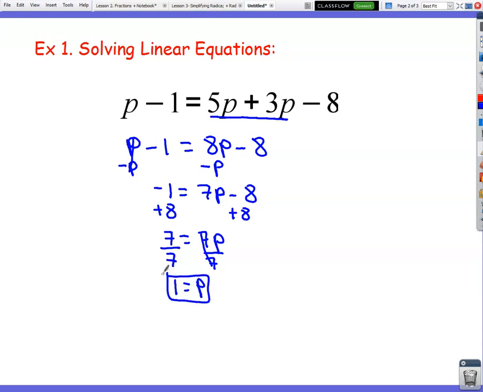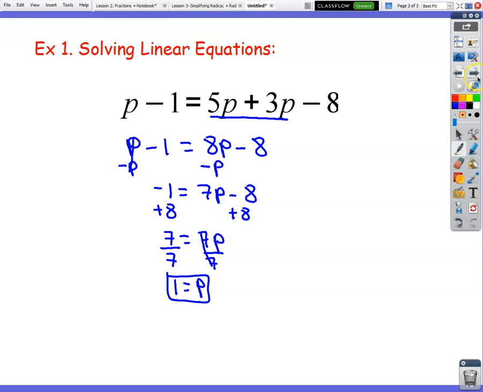We're simplifying and then undoing everything that's happening to p in order to isolate it and find what its value is. Of course, you can always plug it in and make sure that it works.